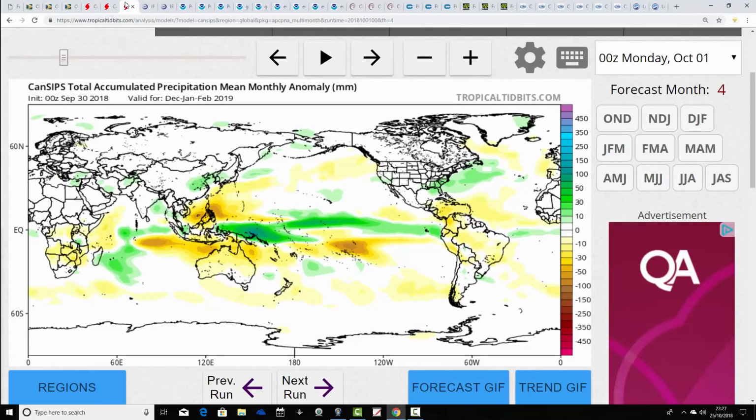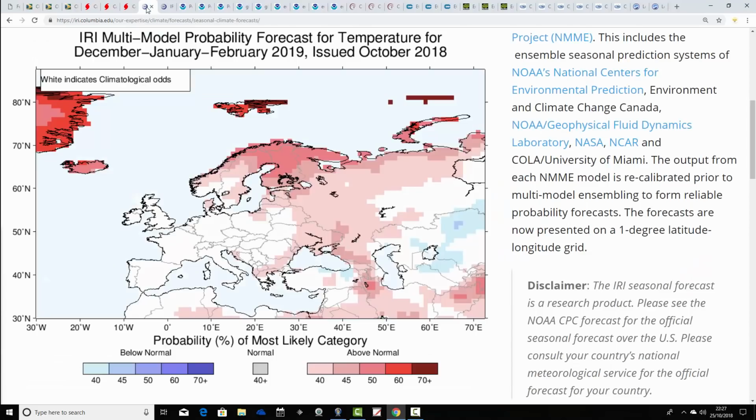In terms of precipitation anomalies, CanSIPS is going for a rather dryish winter, actually, with below average rainfall, especially to the west and the southwest of the country. So a very quiet, very benign sort of winter, not much going on. Temperatures rather on the mild side, and a lot of dry weather as well. Not much to get excited about there.